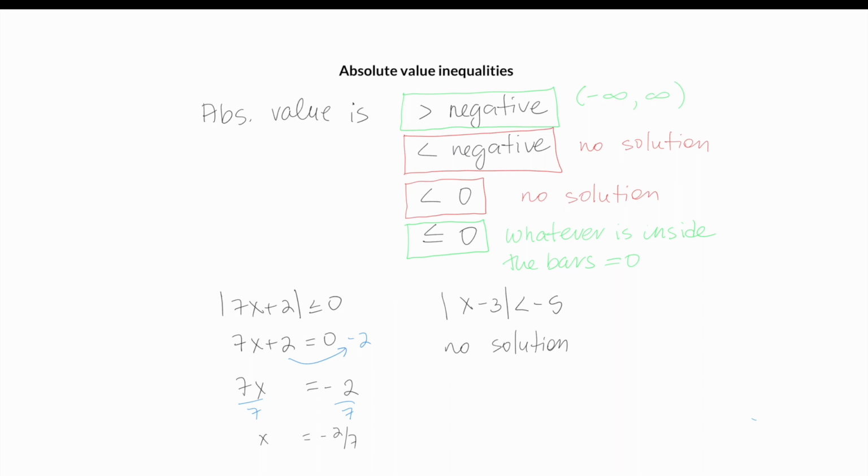Well, finally, let's say I have the absolute value of x minus 8 that is greater than or equal to negative 8. So we have a greater than negative, and that is this option right here. Greater than negative gives us the solution that's all real numbers, or from negative infinity to infinity.